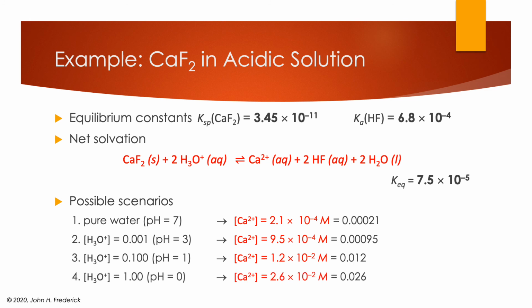And now if I raise the hydronium ion concentration to 1, so the pH is 0, now my calcium ion concentration is going to be 2.6 times 10 to the minus 2. So we've increased it by a factor of 100 over what it was in pure water. So clearly the strong acid in this case has an enhancing effect on the solubility of calcium fluoride in this solution.